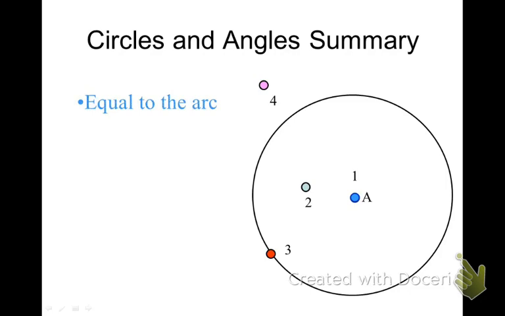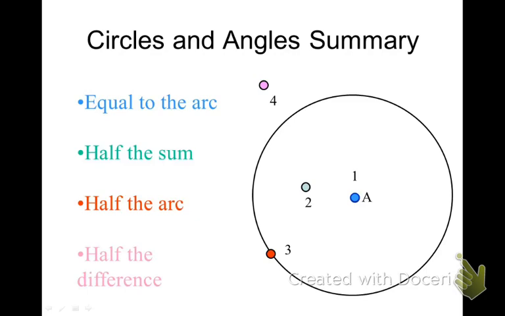So vertex at the center, the central angle equals the arc. Vertex inside the circle, you're going to equal half the sum. On the circle, half the arc. Outside the circle, half the difference. All right, those are all of the different ways.